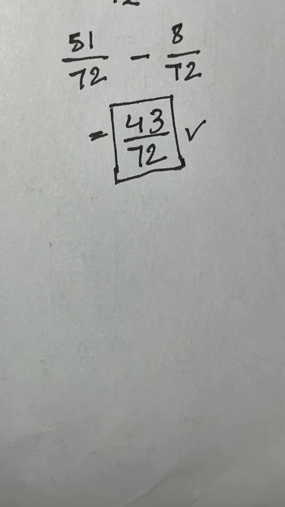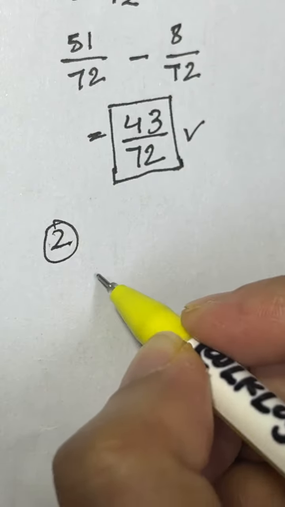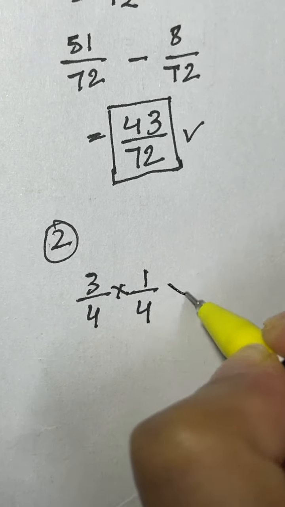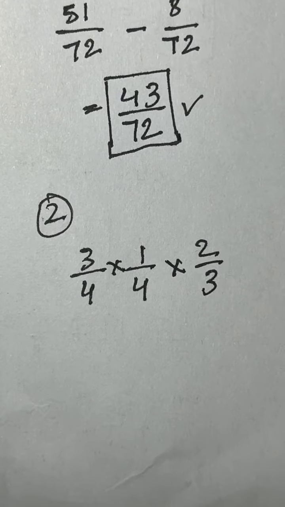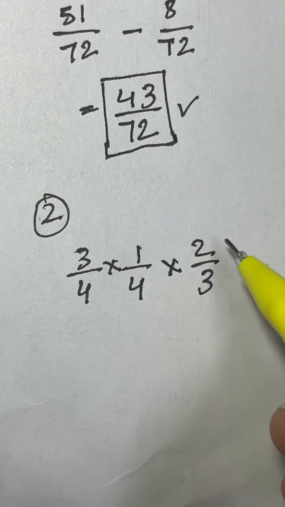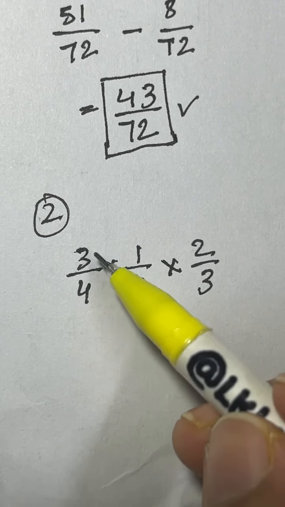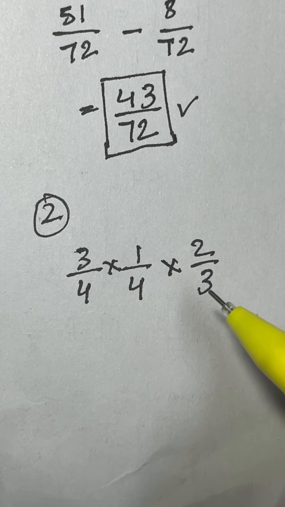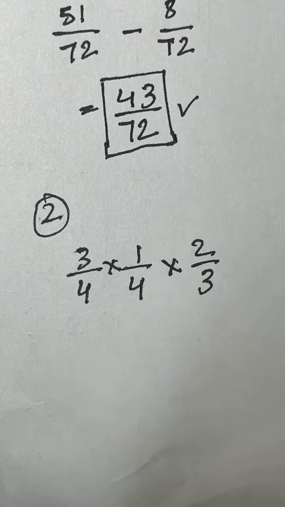Let's see another question. Now the second question says you have 3/4 times 1/4 times 2/3. Alright, in this question there's multiplication, so you can directly multiply. 3 times 2 gives you 6. 4 times 3 is 12. 12 times 4 is 48. So we can multiply and write the answer and then reduce it to the lowest fraction. Yes, we can even do that. So I'm going to show you two ways in this question.